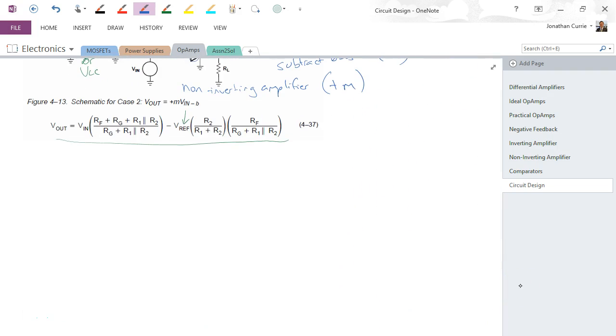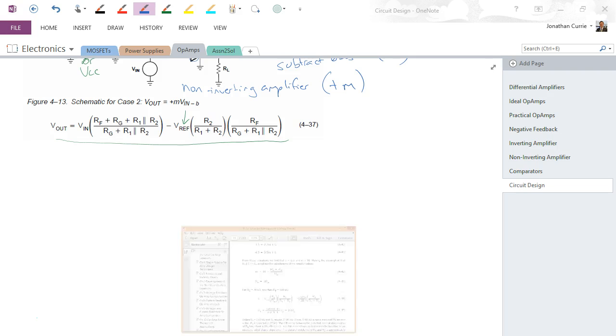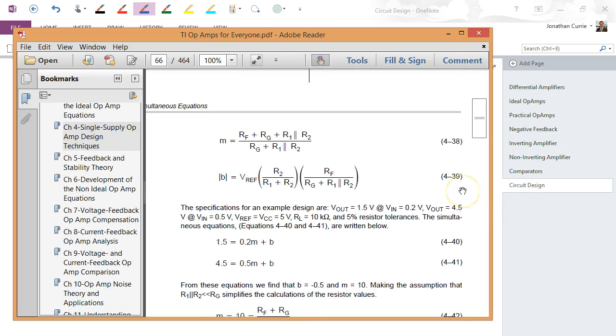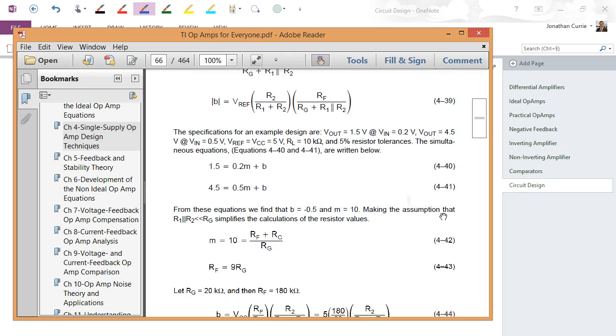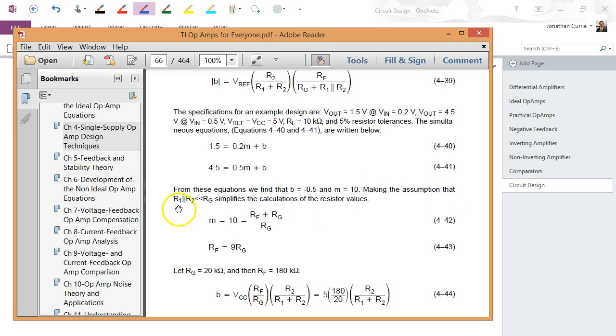What we've got is there are actually 2 methods that we can use. We could try and solve a very complicated set of equations, as we can see here. M equals, well, this equation here with R1 and R2 in parallel, and the absolute value of B is equal to this one. Now, this is quite difficult because we've got 4 unknowns and we've only got 2 equations. So it's going to be difficult. There'll be a lot of trial and error in that. However, making the assumption that R1 in parallel with R2 is much less than RG simplifies the calculations of the resistor values.